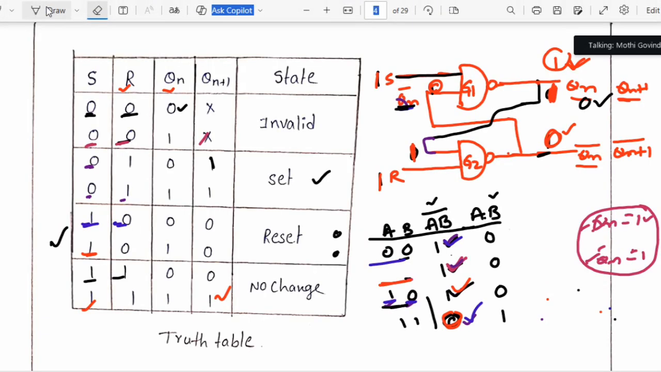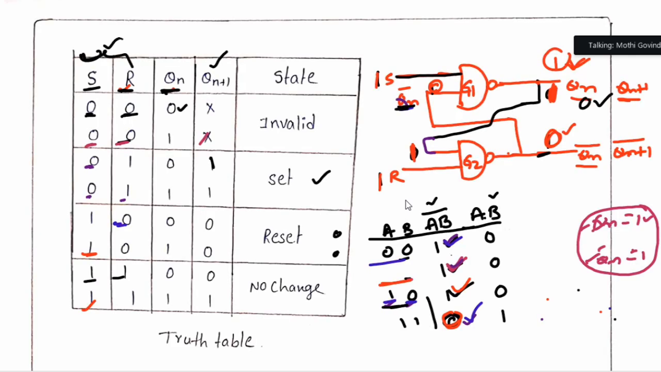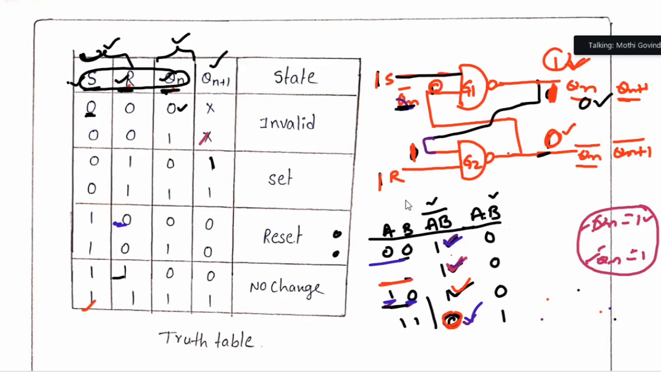Let us continue this. How many inputs are there? S is a present input, R is a present input, and Qn is the past output, and the next state is the output. These two are present inputs, and this is a past output. So these three are inputs only: present inputs and past output. That's why how many variables are there? Three variables: S, R, as well as Qn.